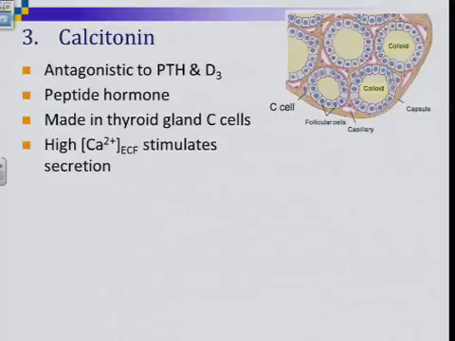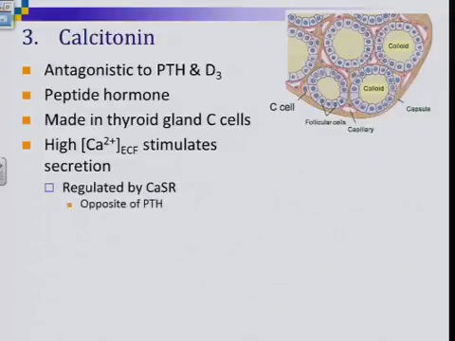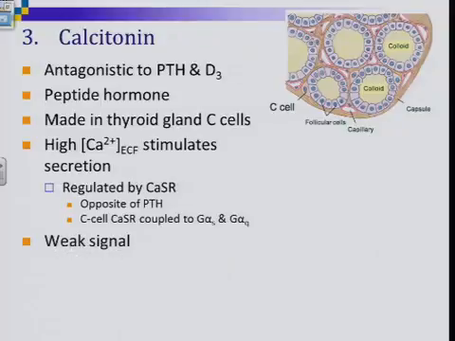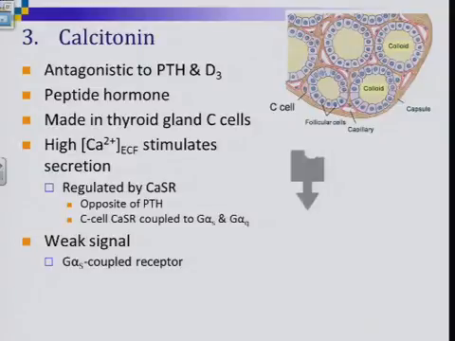High calcium in the extracellular fluid stimulates secretion of calcitonin. It's also regulated by the calcium-sensitive receptor, but in a way that's opposite that of parathyroid hormone. So as you might guess, in the C cell, calcium-sensitive receptor is coupled to G-alpha S and G-alpha Q. Now this is overall a pretty weak signal. And it's controversial how important it is in humans.